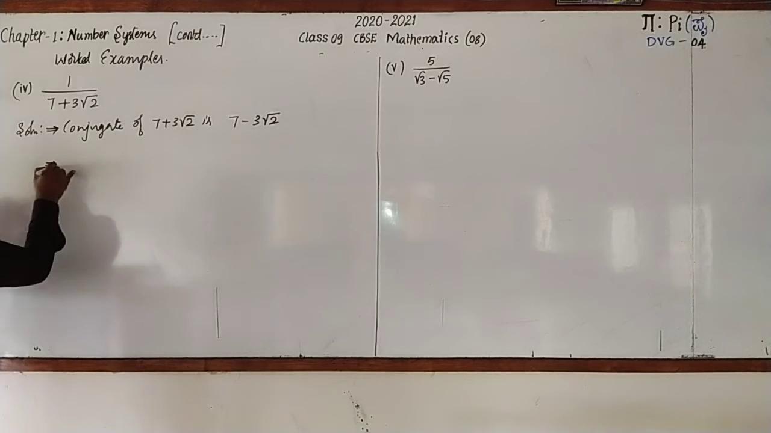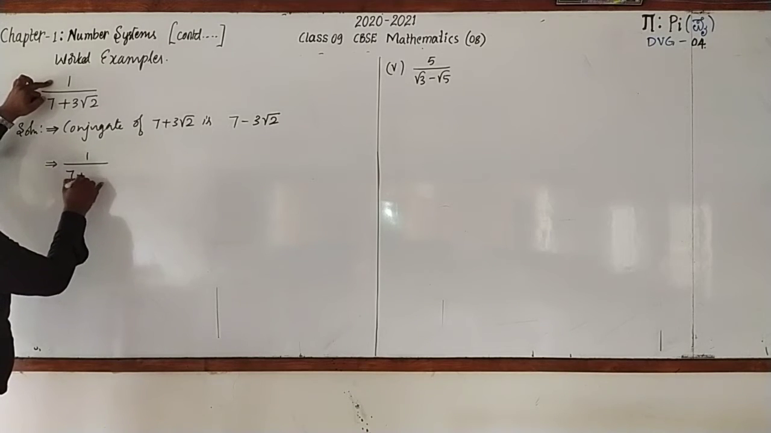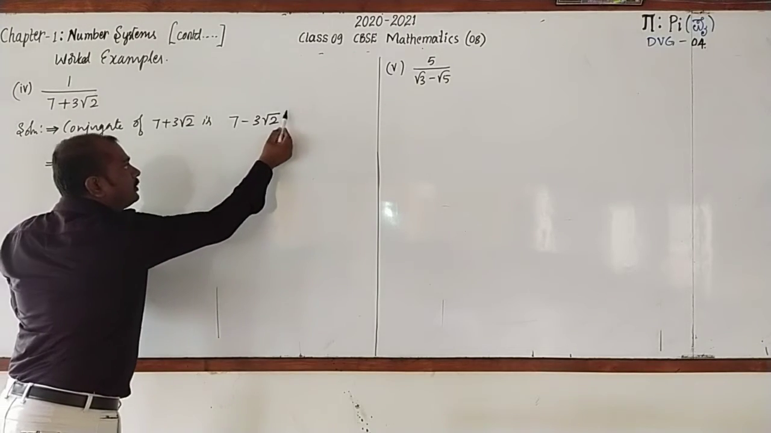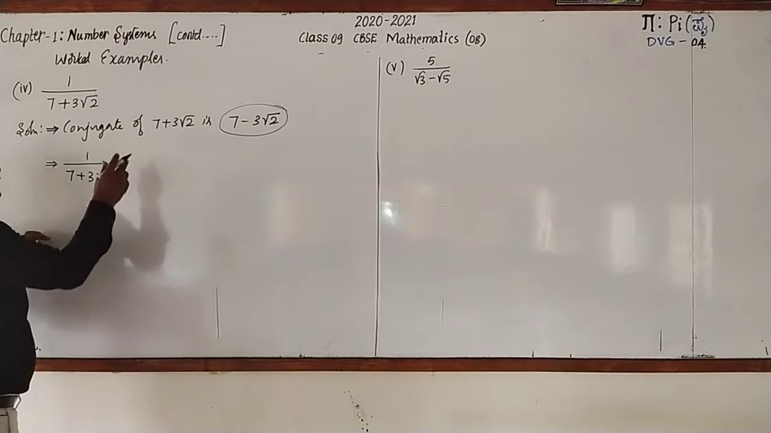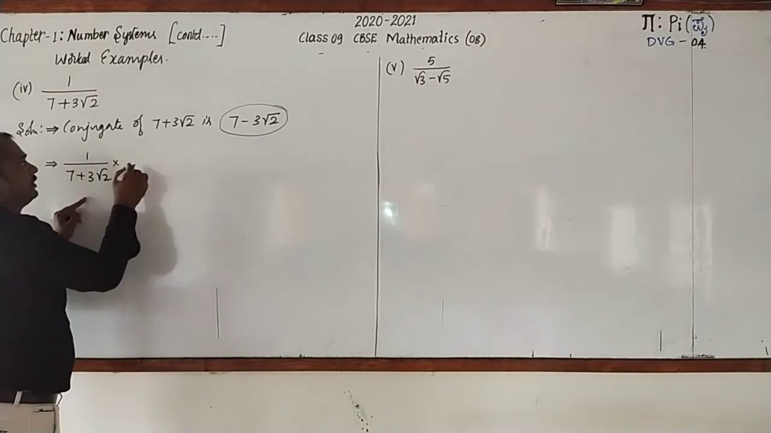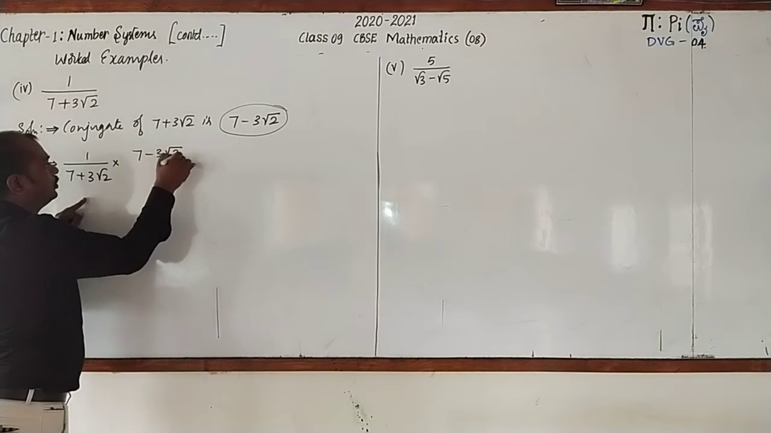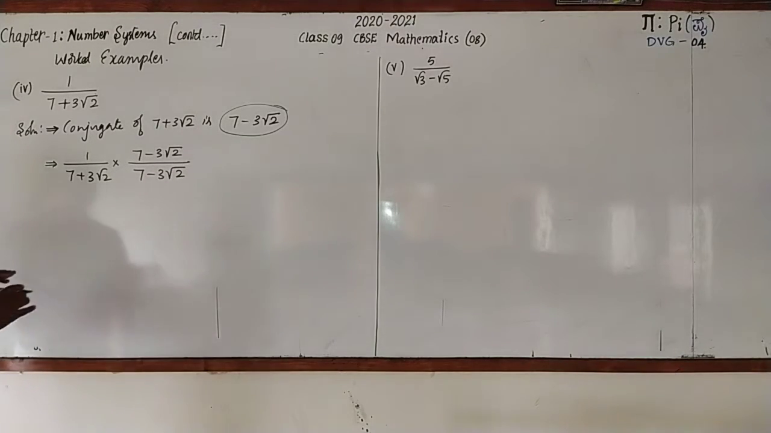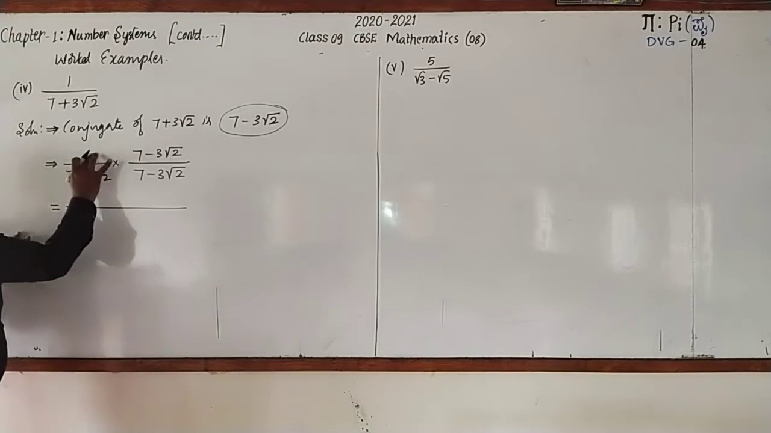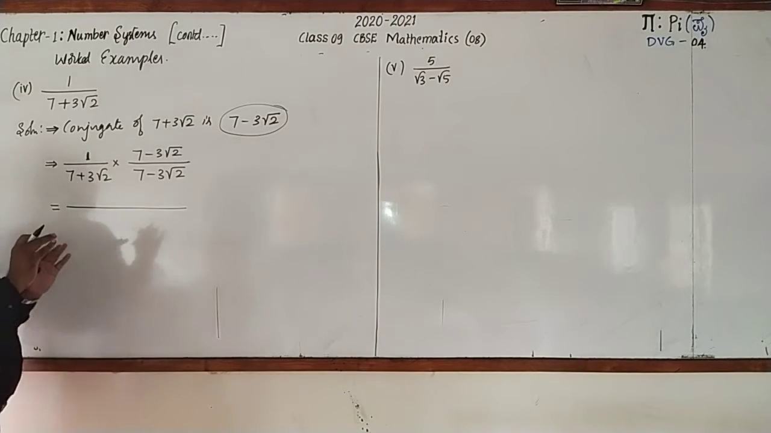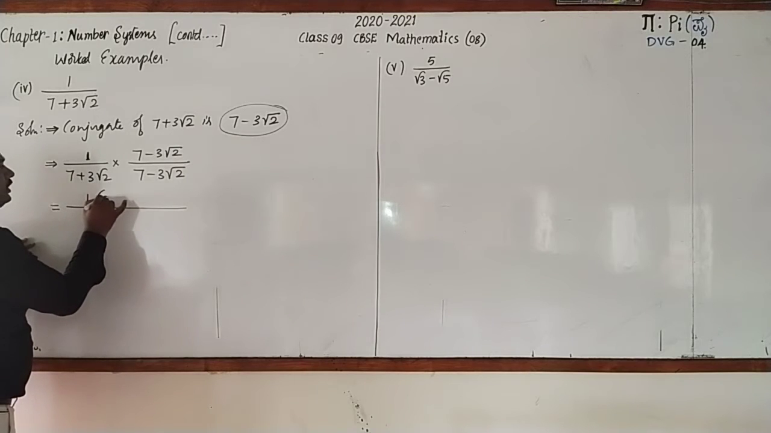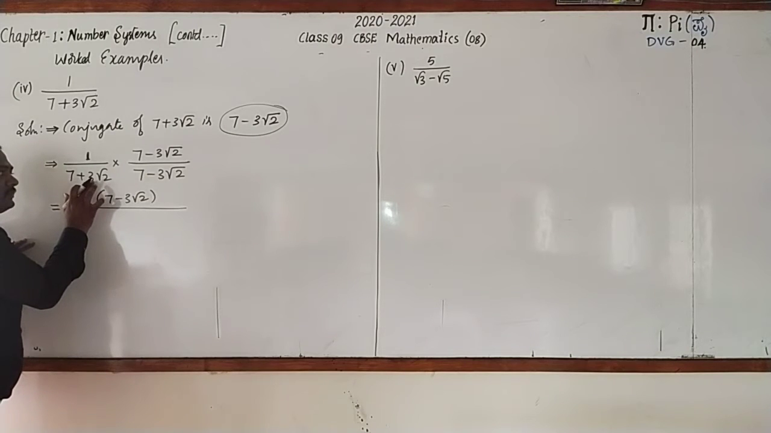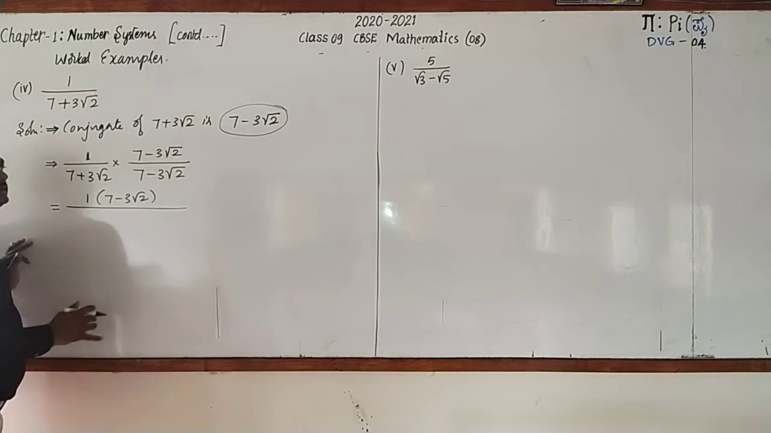Next, let me write the given number 1 by (7 plus 3 root 2). What is the next step? Just recall it. You are going to multiply this conjugate, nothing but RF, to the numerator as well as denominator. So (7 minus 3 root 2) by (7 minus 3 root 2). It is equal to, observe numerator, 1 is there. If only 1 is there, it does not affect. You can write it directly: 1 into 7 minus 3 root 2. Denominator, observe: 7 plus 3 root 2 into 7 minus 3 root 2.